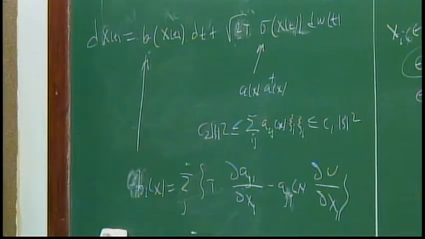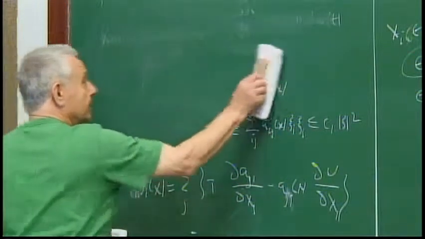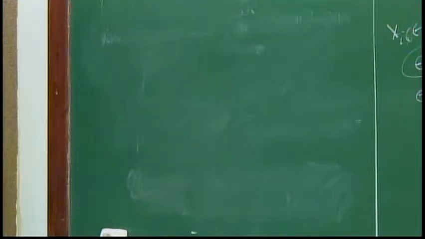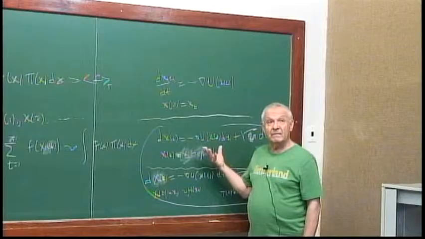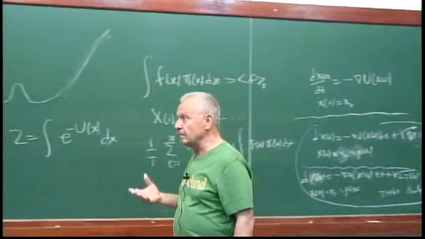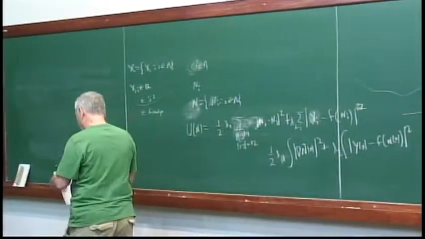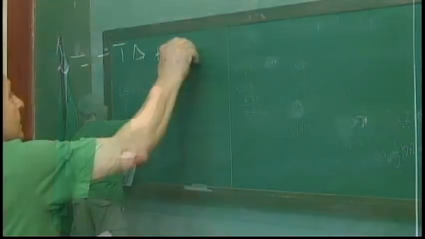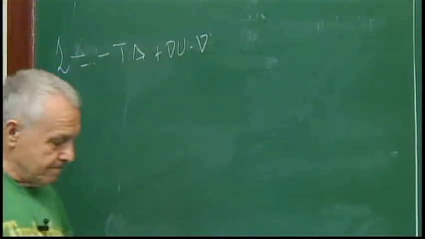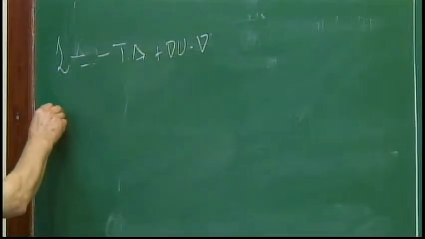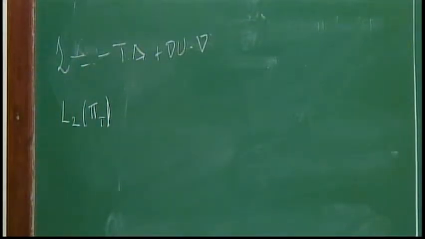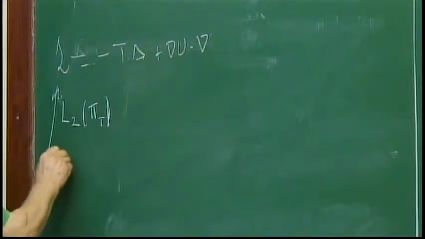Now, before I write down my first theorem, I want to write an operator down. Now, with every stochastic differential equation, there is a semi-group associated with that. The semi-group has a generator, which is typically an unbounded operator, and the operator associated with this is here. It is L, minus T, the Laplacian, plus gradient of U gradient. Now, I'm thinking of this as an operator on L2 weighted with pi sub T, right? This is a self-adjoint operator. It's densely defined.